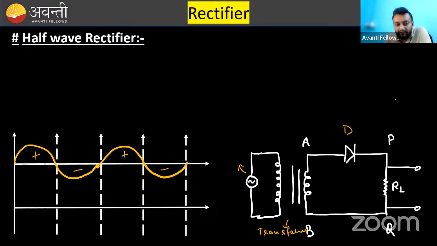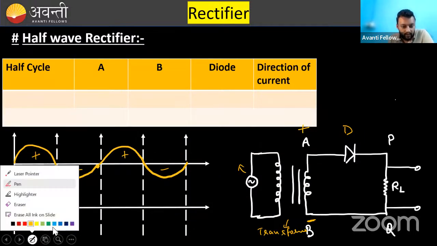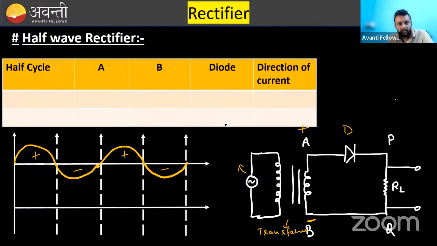So what I'm saying, in the first half cycle, let's assume that A is positive. Then B will be negative. If A is positive, then diode D will conduct. And I will write these conditions in this graph as well. I am saying in the first half cycle. In which cycle? First half cycle.